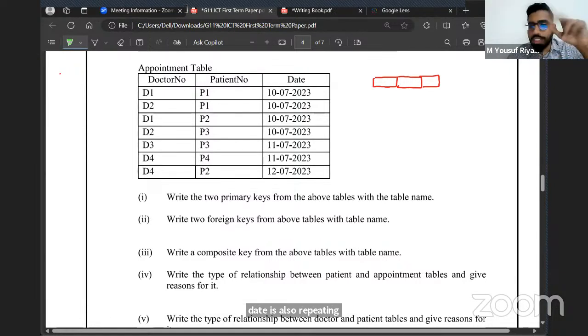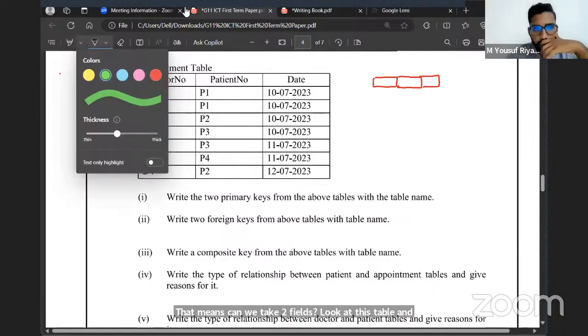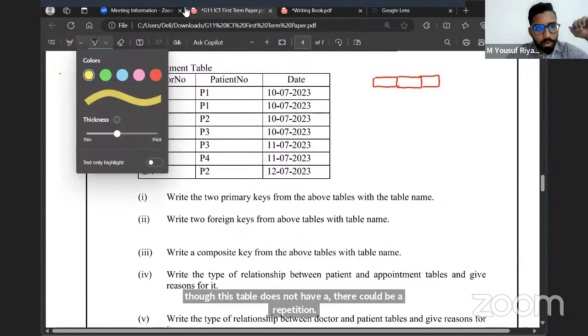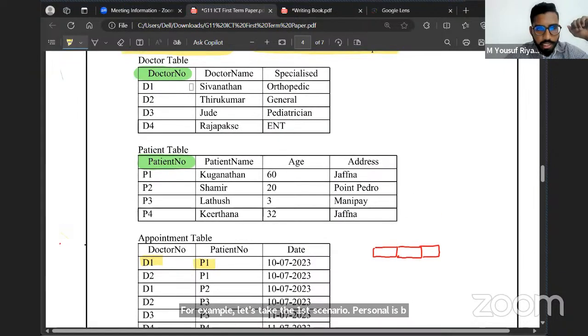Okay. Now we have to see, can we take a pair? That means, can we take 2 fields? Look at this table and tell me, can we take 2 fields? Actually, in this table, there is no repetition. Even though this table does not have repetition, there could be a repetition. For example, let's take the first scenario. First scenario is D1 and P1. Who is D1? Here D1 is basically Sivantan. This doctor called Sivantan.